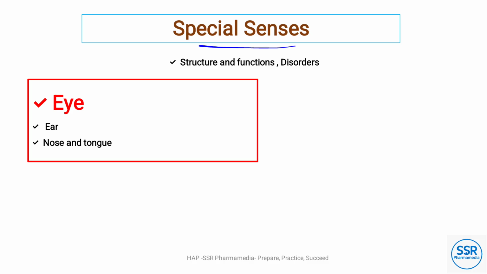So, special senses. In this sense organ, we are going to see the structure of the eye, functions and disorders of the eye. The ear, nose, tongue and skin are also types of sense organs that we will discuss later. First, today we are going to discuss the eye.